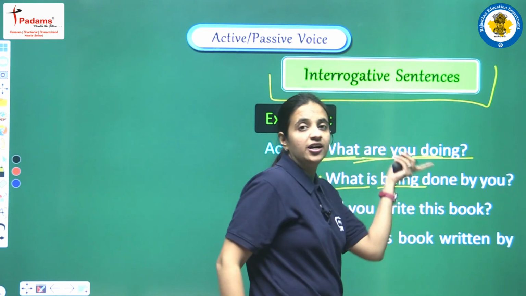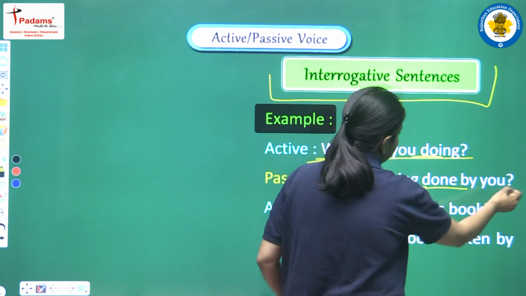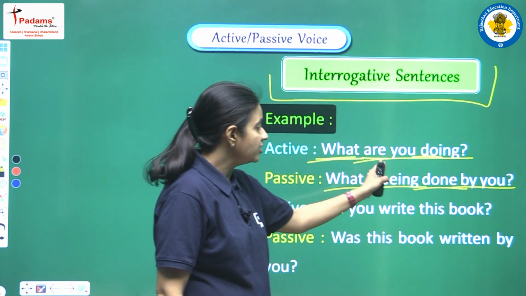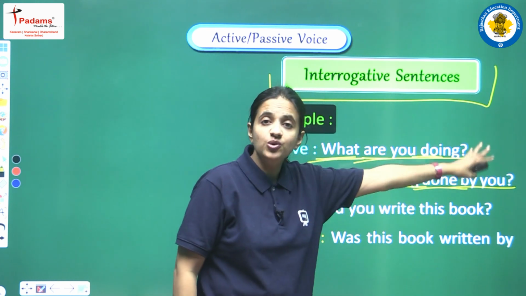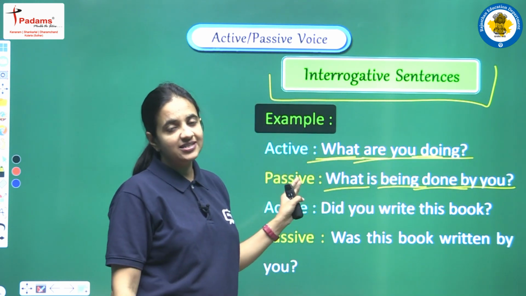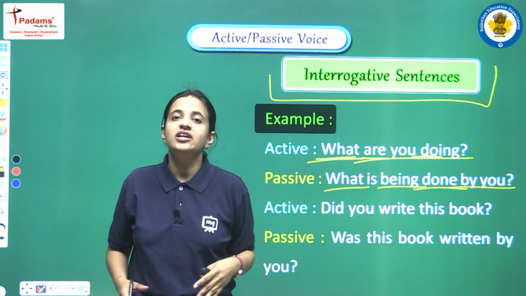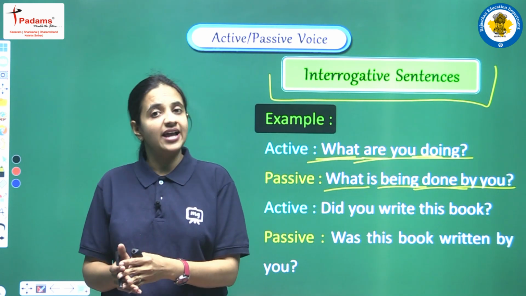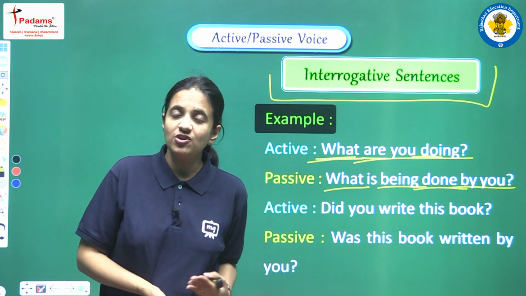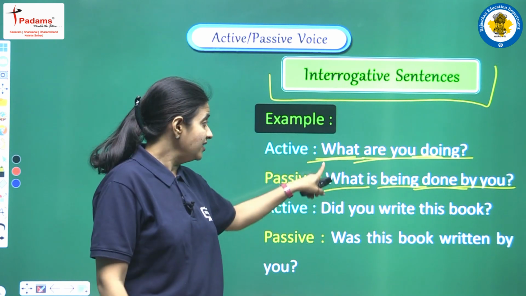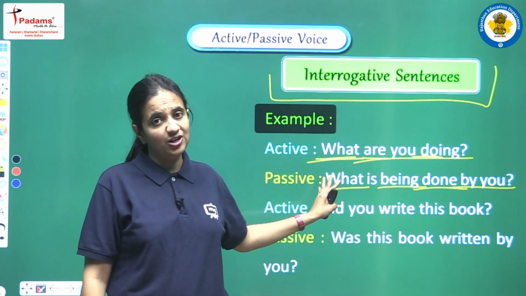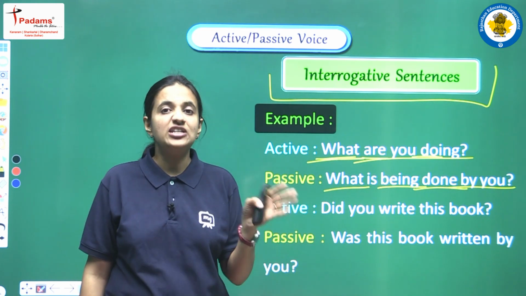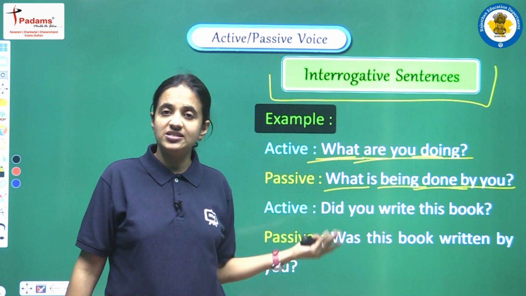Next, do, third form of do, it will be done, and in the end we are writing by you. So the passive voice will be what is being done by you. Clear? So just understand this rule: we cannot change the pattern, or we can say the form of the sentence, if we are having an interrogative sentence in active voice. So yes, the passive voice will also be interrogative only, and if we are having any WH word in the beginning of the sentence, the passive voice will also start with the same WH word. Okay, and the other rules will be same.